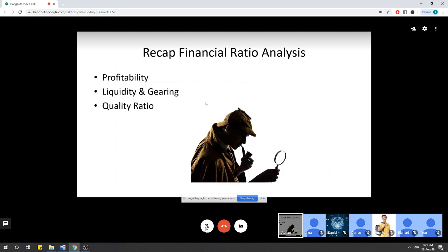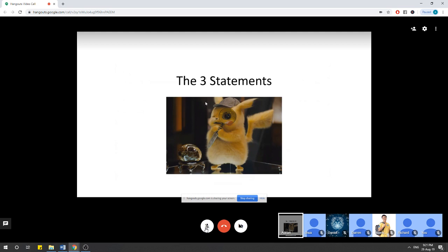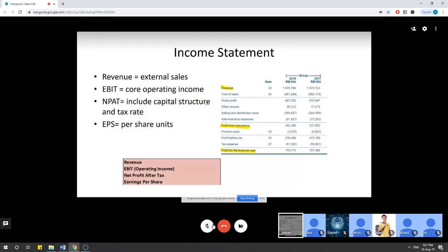In terms of formula, you can Google search. I won't include the formula here. So we will cover the three statements as usual. The first one is the income statement. The most important thing under the income statement, you can see on the right side here, is the sample of the income statement under P&L. For the P&L, I will highlight the basics. The most important four things are on the left-hand side.